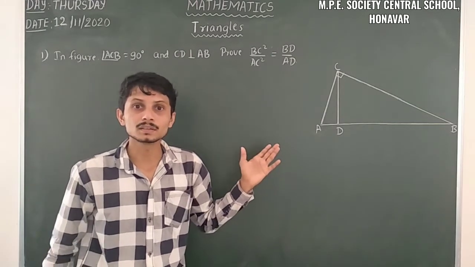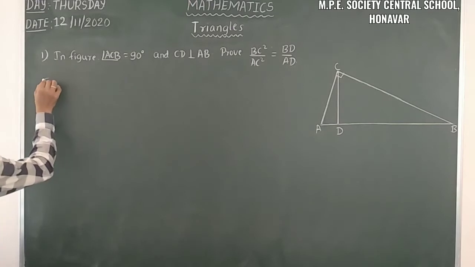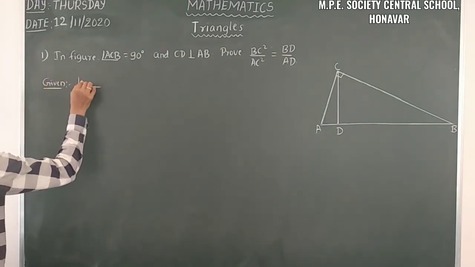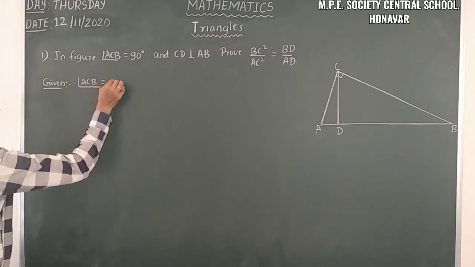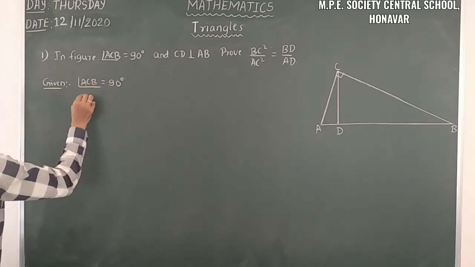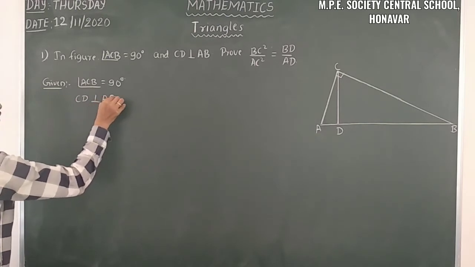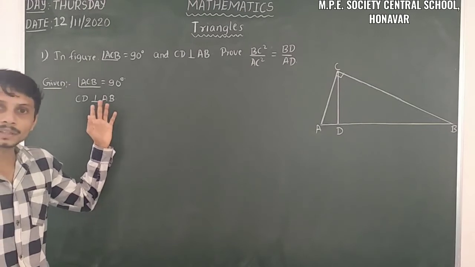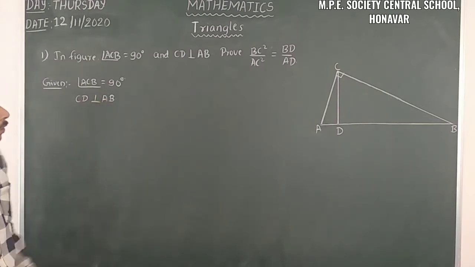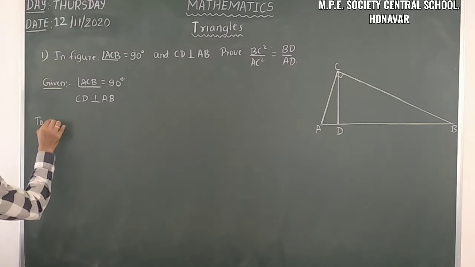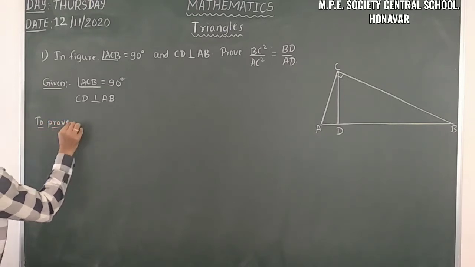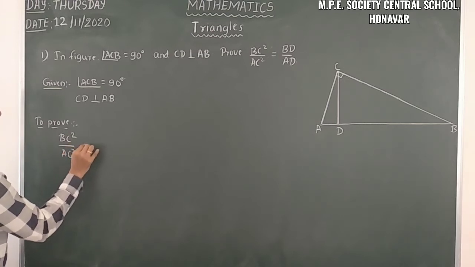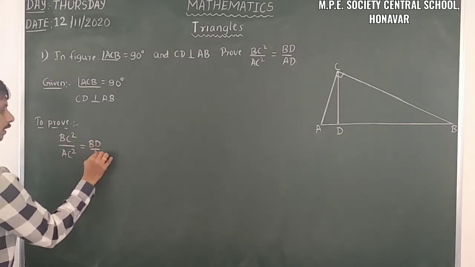So let us take the proof. Firstly, we have to write the given things. Angle ACB is equal to 90 degrees, it is given, and CD is perpendicular to AB. Here we can use theorem 6.7. Then what we have to prove is that BC square by AC square is equal to BD by AD.